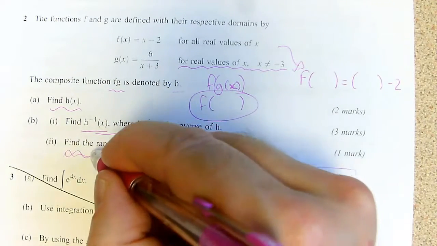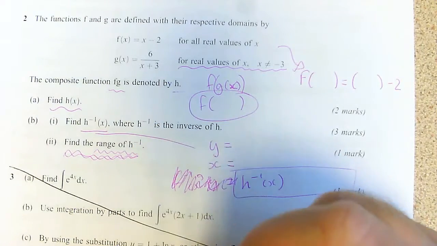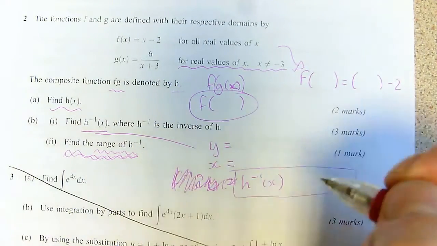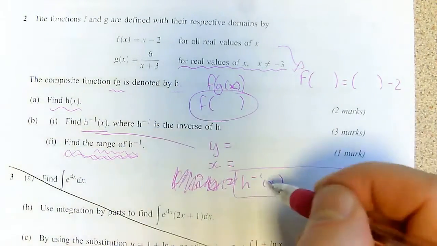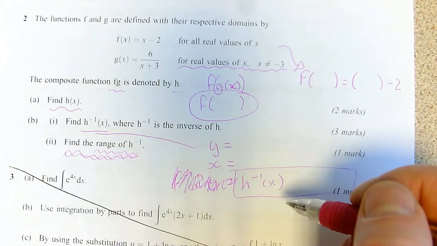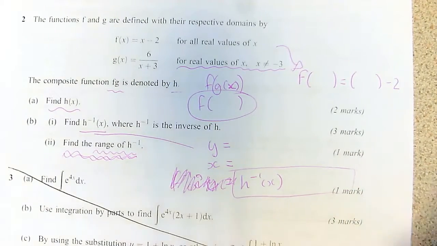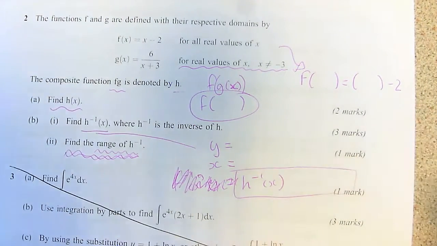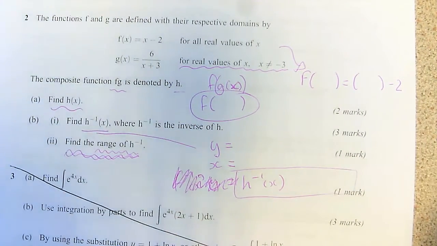But remember, when you're describing the range of a function, in this case h inverse, we've got to discuss the possible values of h inverse of x, and not x or y or anything else. So make sure you describe it correctly. Quite a tricky last mark to get, and quite difficult to explain in this video. So I hope that's been some help.